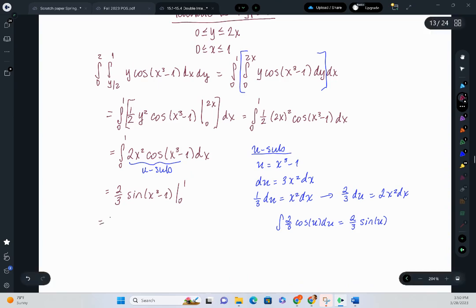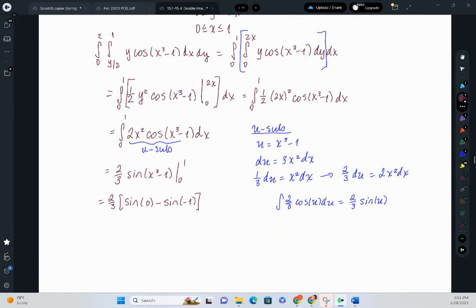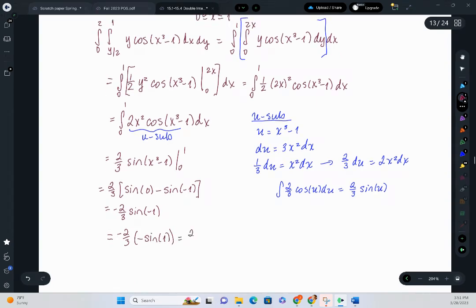Evaluating at 1 gives me 2/3 sine of 0, because 1 minus 1 is 0, minus sine of negative 1. Sine of 0 is 0, so this is just negative 2/3 sine of negative 1, which is good enough. We're done at this point. However, this is equal to negative 2/3 times negative sine of positive 1, which ends up being positive 2/3 sine of 1. And here's an explanation for that.